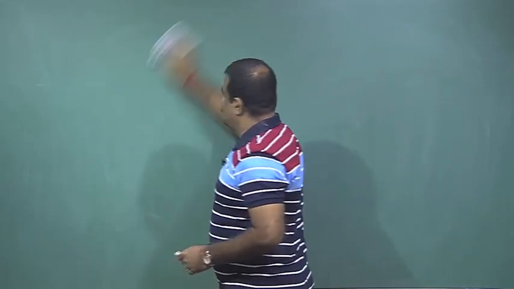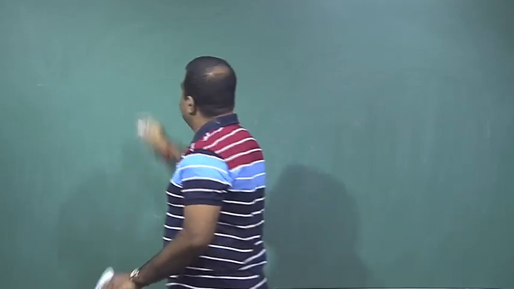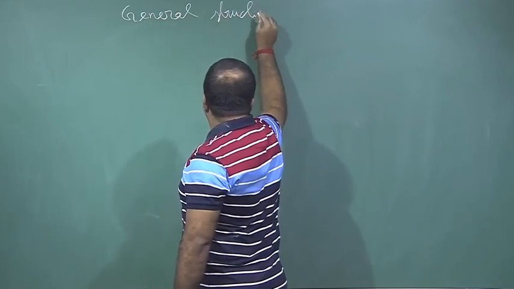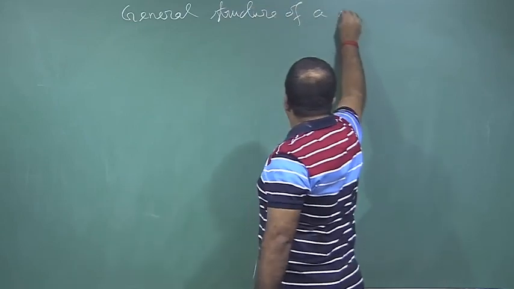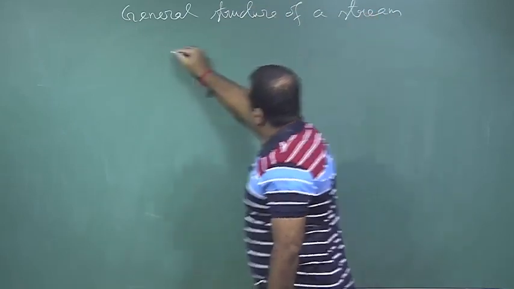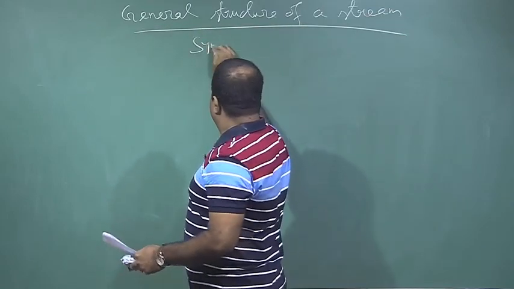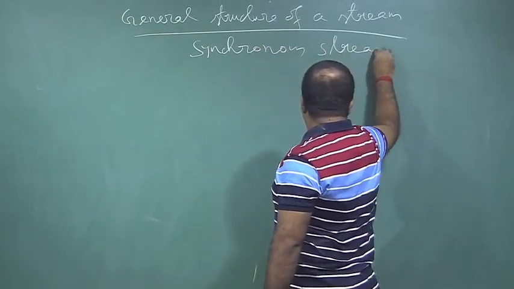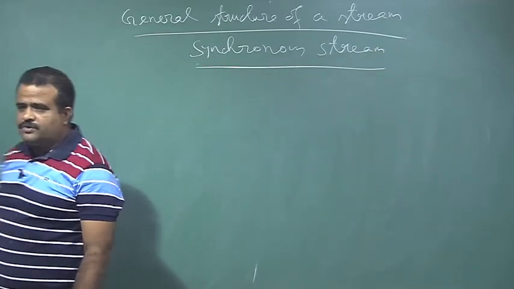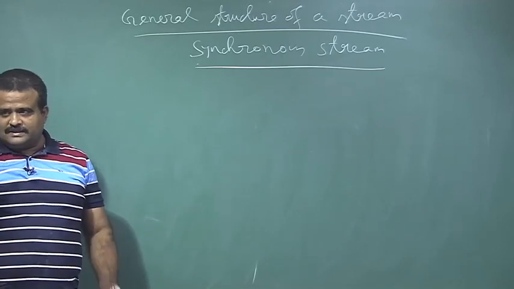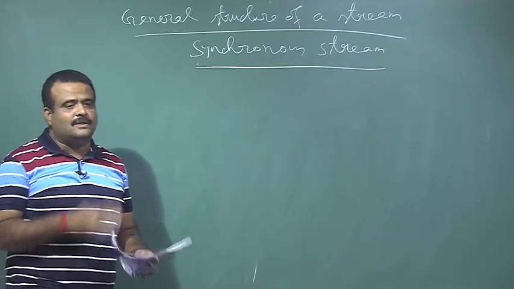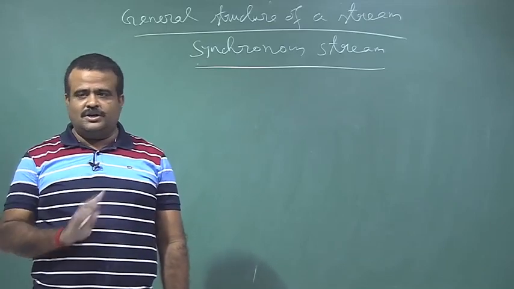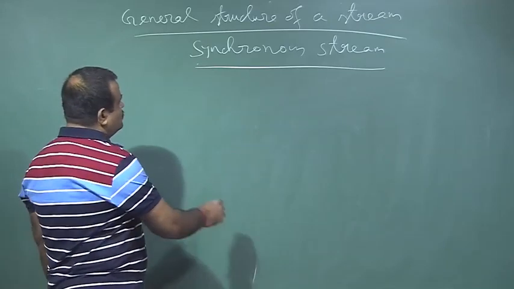Now, we talk about the general structure of a stream cipher, in particular a synchronous stream cipher. Synchronous stream cipher means the keystream will only depend on the secret key shared between Alice and Bob. So, the keystream will not depend on the plain text or cipher text. We are not taking any feedback of the plain text or the cipher text. So, it is independent of the plain text and cipher text. That stream cipher is called a synchronous stream cipher.